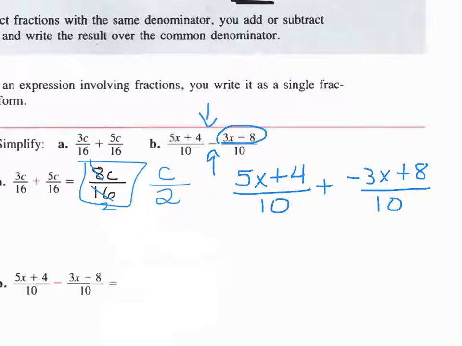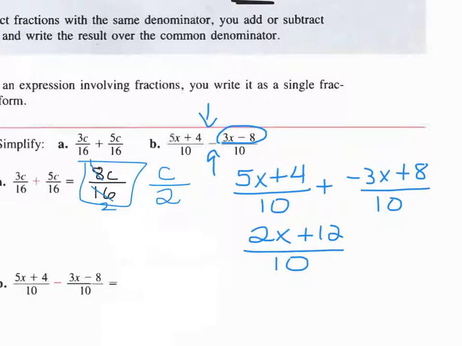Now I can add my like terms from the numerator. So 5x plus negative 3x, and I end up with 2x. And then 4 plus 8, and I get 12. And then the denominator stays the same.